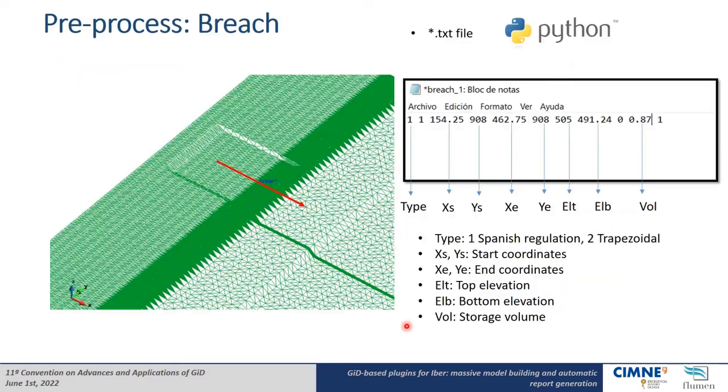The bridge file contains the parameters to define it, such as the type of the bridge, the start and end coordinates, the top and bottom elevation, and the volume storage on the reservoir. These characteristics are calculated according to the geometry of each case. The Type 1 bridge in Iber calculates the bridge parameters based on the equations of the Spanish regulations.